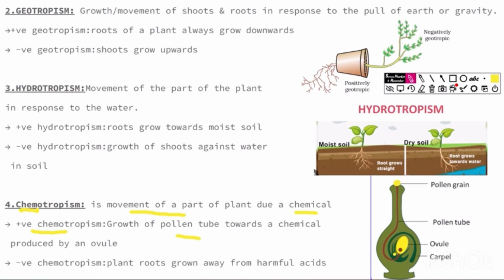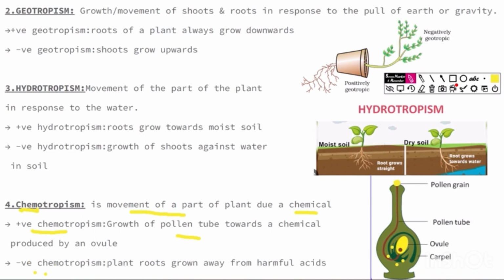Because the ovule over here is secreting some chemical, and this pollen tube is being attracted or is moving towards that chemical which is being produced by the ovule. So we can say that the pollen tube is showing positive chemotropism and is moving towards a chemical which is being produced by the ovule.